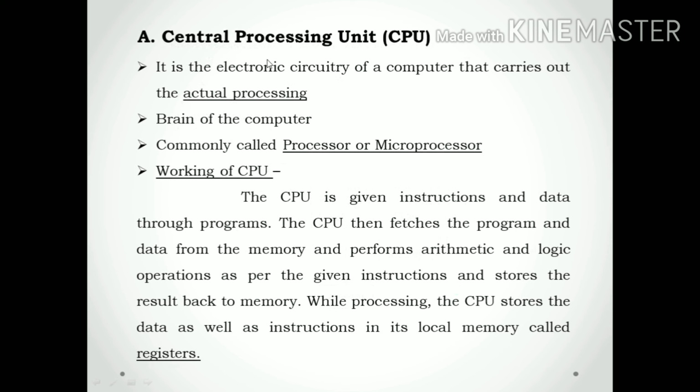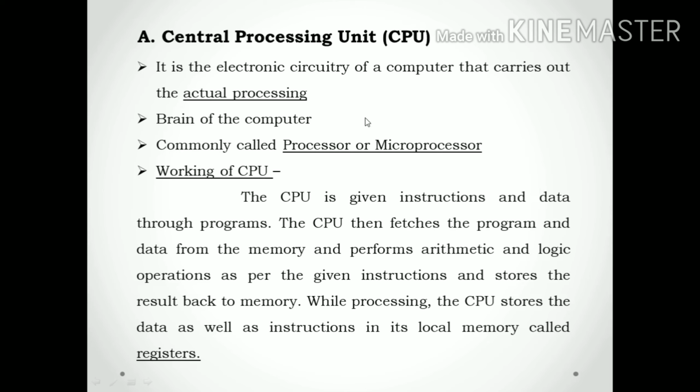Now the first one is the central processing unit or CPU. The formal definition is it's an electronic circuitry of a computer that carries out the actual processing. So in the previous example we were adding 2 numbers, 5 and 3. What was the processing or operation that was happening there? It's an addition, an arithmetic operation. It can be logic operations, it can be other arithmetic operations like subtraction, multiplication, division. You can do any operation.